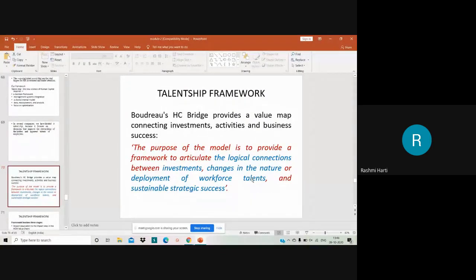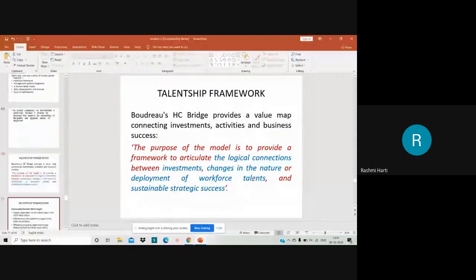The particular person, that is Boudreau of HC Bridge, provides a value map connecting investment activities and business success. The purpose of this model is to provide a framework to articulate the logical connections between investment, change in nature or deployment of workforce talent and sustainable strategic success. So what is your investment on the manpower, on the functions of HR, changes in the nature of the business, changes in the development of the workforce talent, and the sustainable strategic success you have achieved. These three things are articulated in this particular framework.